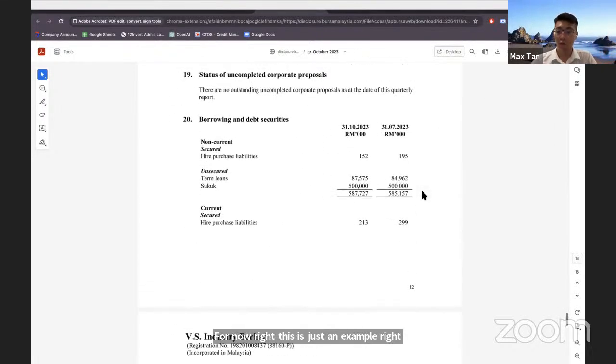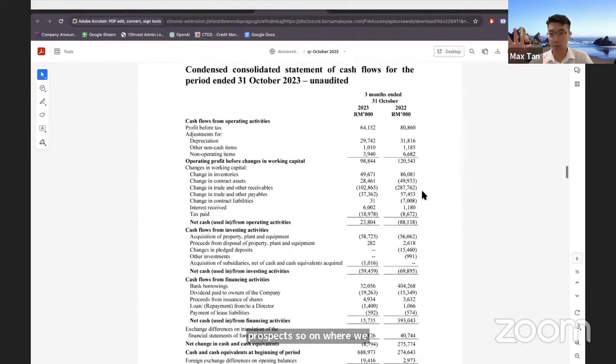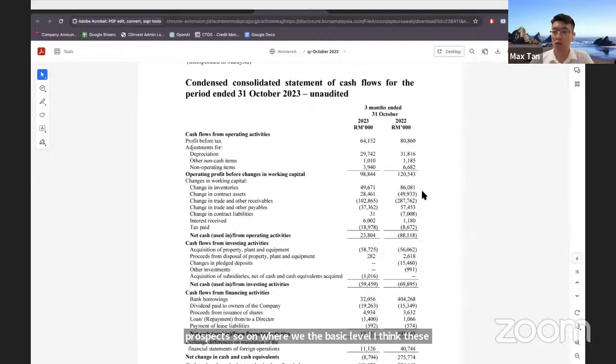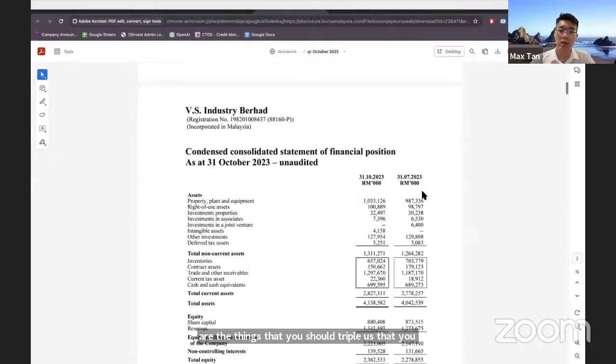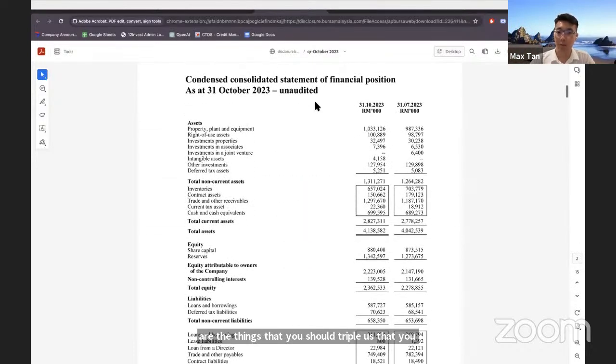So on a very basic level, I think these are the three pillars that you should start looking into for the quarter report. Number one is the financial position, which is a fancy term for balance sheet.